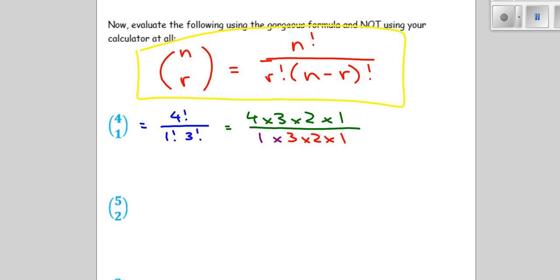What's 4 times 3 times 2 times 1? Is it 90? Guessing 24. 1 times 3 times 2 times 1. 12. 6 could be, so we've got 4. The other method is you could have cancelled down 1, you could have cancelled down 2, and you could have cancelled down a 3, and just done 4 over 1.